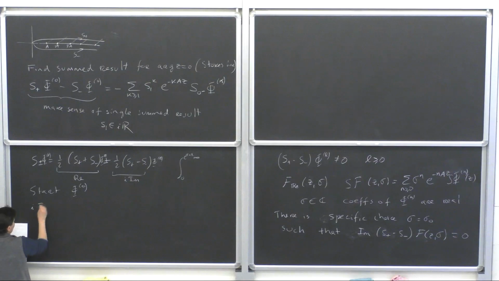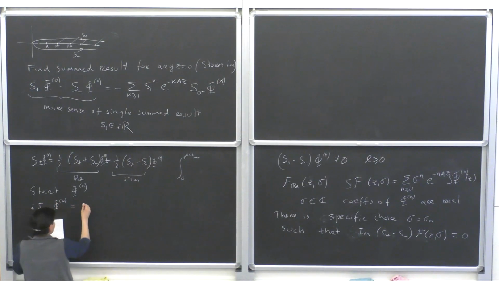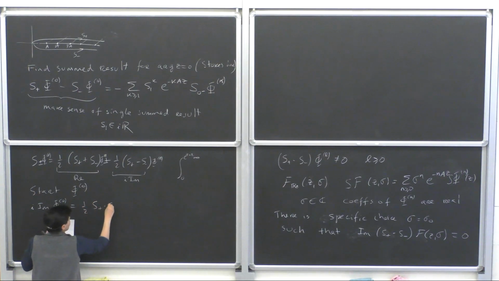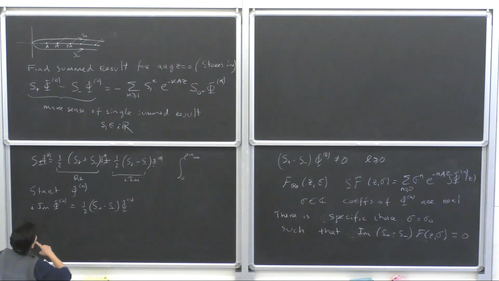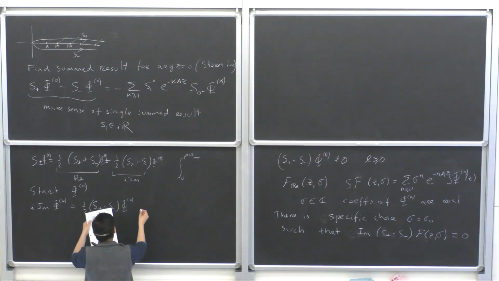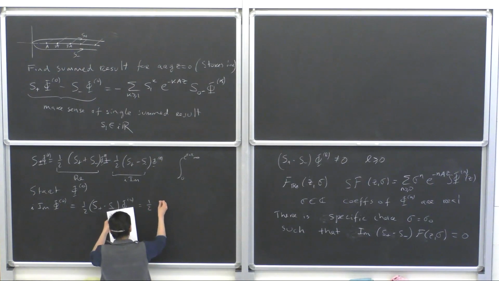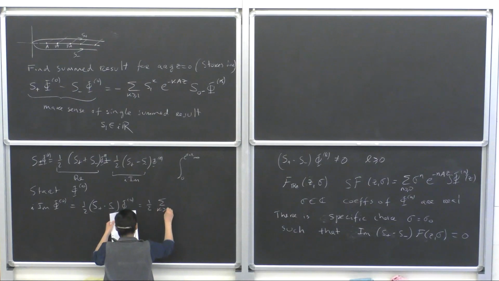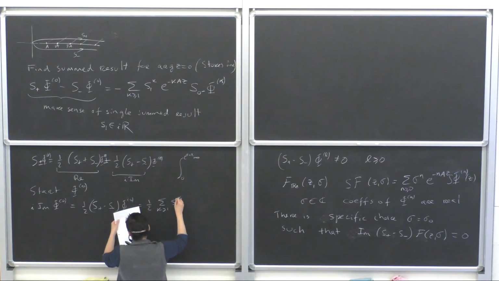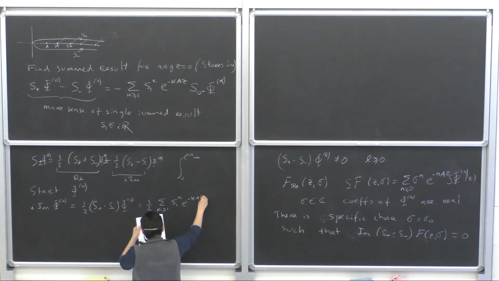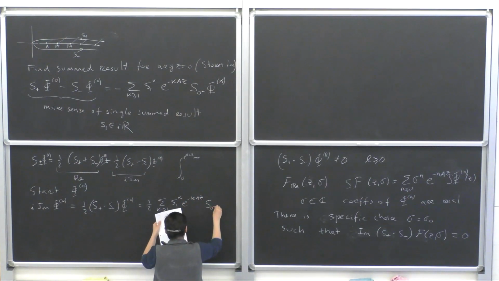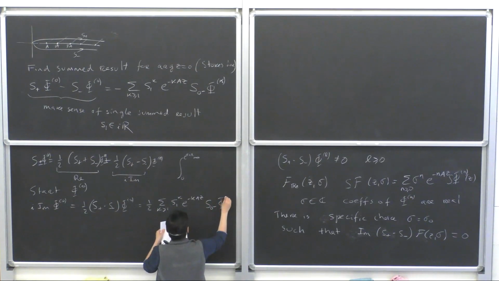So the imaginary part of phi 0 is just that part, right? So it's 1/2 of S plus minus S minus phi 0. But I know that this is what I've written before. It's written there. It's the discontinuity. So this is equal to 1/2 of the sum over k greater or equal than 1, S1 to the k, e to the minus k A z, S0 minus of phi k.